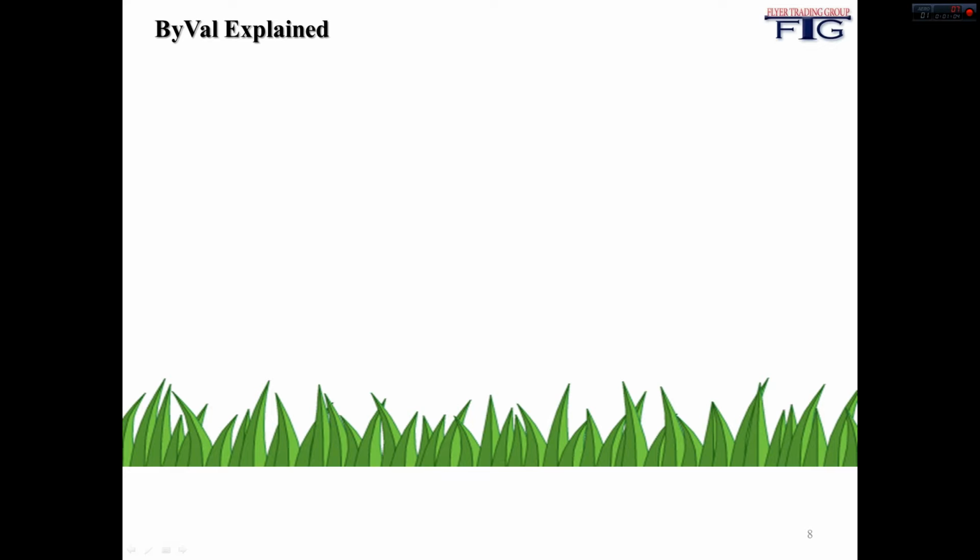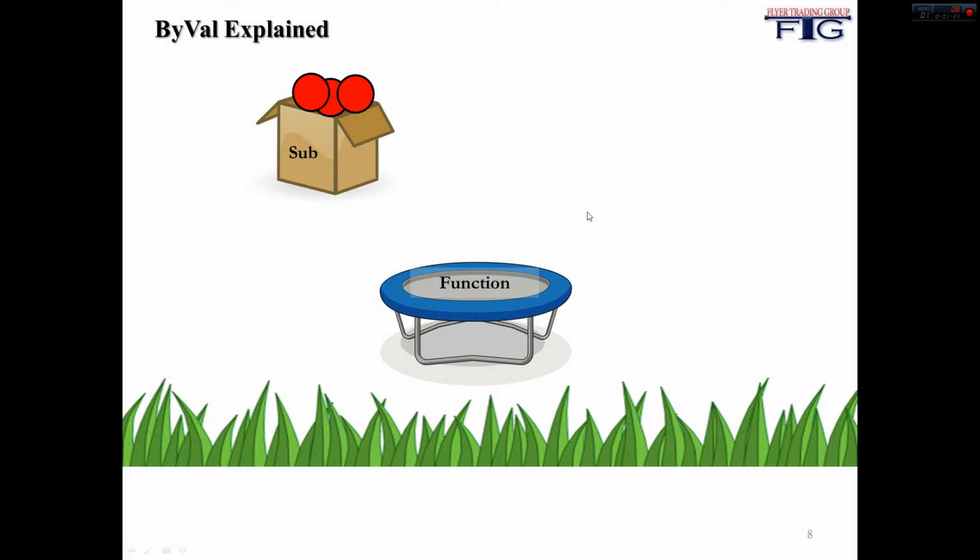So we're going to start with ByVal, and this protects the variable from changing. So let's say you have a sub-procedure here, and we're going to call this a box, and it's filled with variables that you're working with, and these are going to be the balls that are right here. Now, there's also a function, which we're going to illustrate here as a trampoline. So whenever a sub-procedure will call on a function, the sub-procedure will then drop its inputs into the function, and then this function will then come up with an output, which is this blue ball here. This blue ball will then be returned to the sub-procedure.